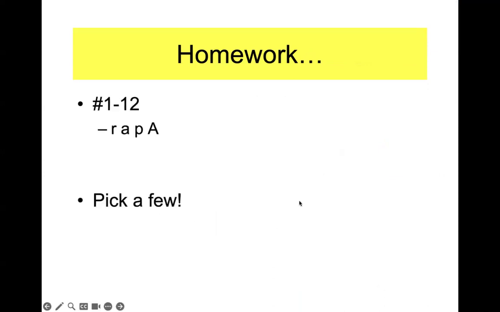Just remember we have that standard table thing. So you'll see a table and I have these letters R, A, P, and capital A. R is radius, A is apothem, P is perimeter, and capital A is area.